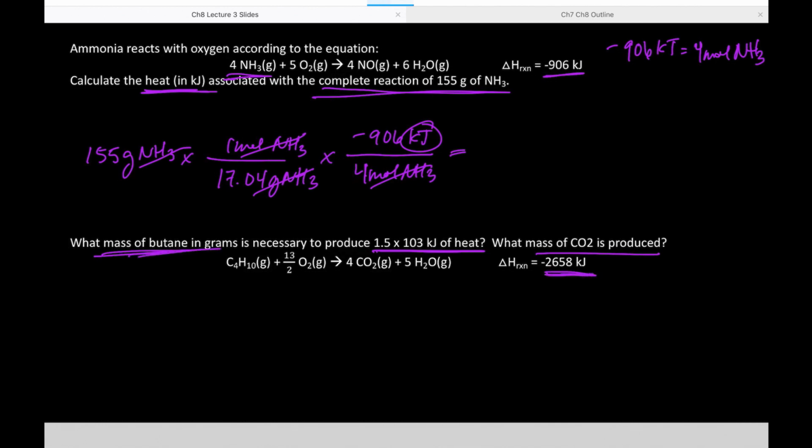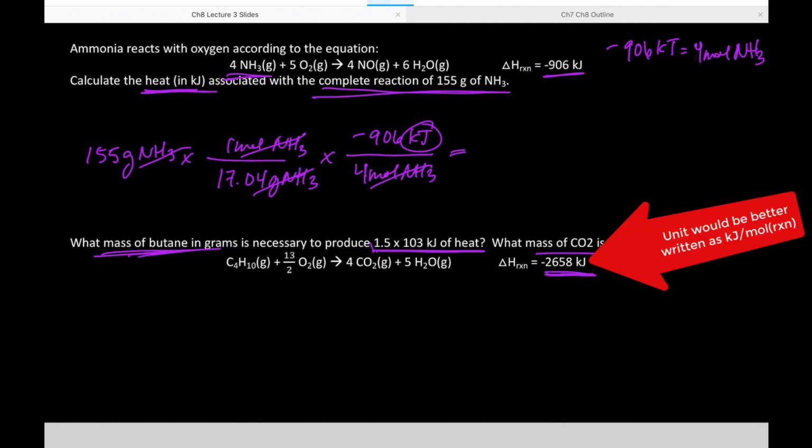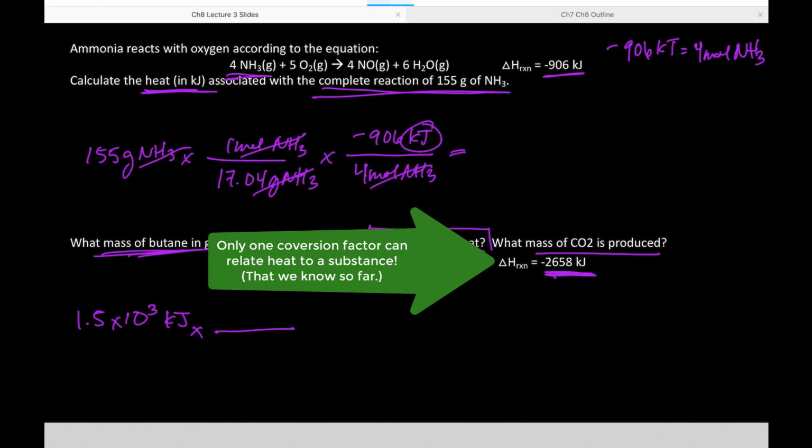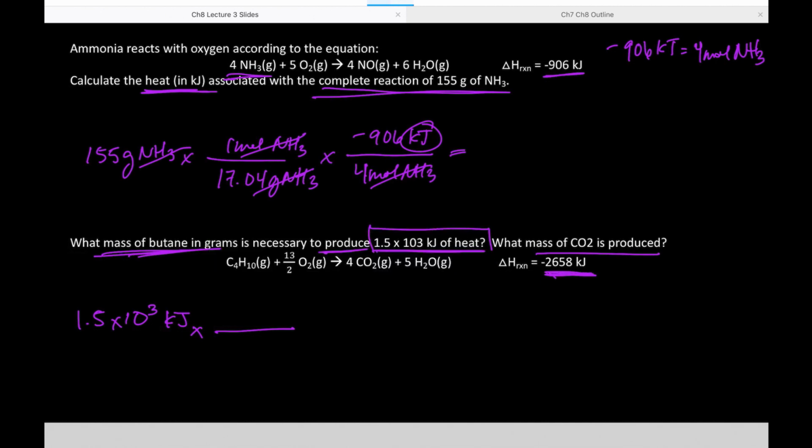So I'm looking for mass of butane and I'm given a heat. So that's going to be our starting information: 1.5 times 10 to the third kilojoules of heat. And then obviously I'm going to have to convert that to, oh, no, because this is already in kilojoules. It says produce this amount of heat. So making sure that we're being cognizant of our signs, if it's produced, that's negative, yes? Which means that this is negative 2658 kilojoules.